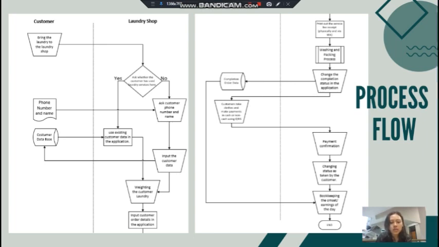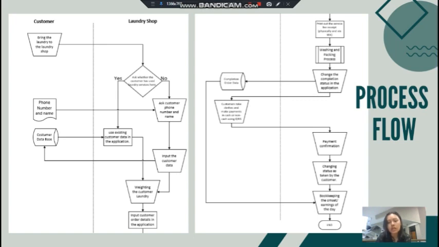And then next, they will weigh the customer laundry and input the customer order details in the application, such as the weight and the price, and etc. And then they will print out the service fee receipt and give us the physical receipt and also send the receipt via WhatsApp. And next, they will wash and pack our laundry. And once this process is done, they will change the completion status in the application as done.